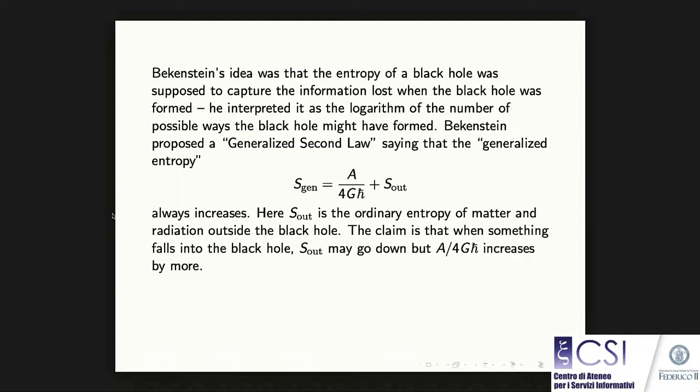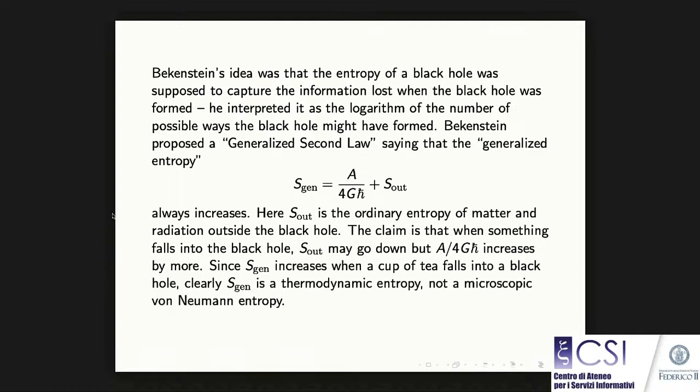Now, when I look at the paper, I find that, as I've written here, since the generalized entropy increases when a cup of tea falls into a black hole, clearly generalized entropy defined this way is a thermodynamic entropy, not a microscopic von Neumann entropy. Bekenstein was a little bit vague about exactly what he meant by S out. But in the spirit of his paper, I think S out was the thermodynamic entropy of radiation and matter outside the black hole. He certainly didn't try to discuss a microscopic definition of entropy.